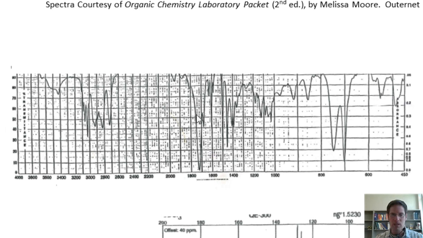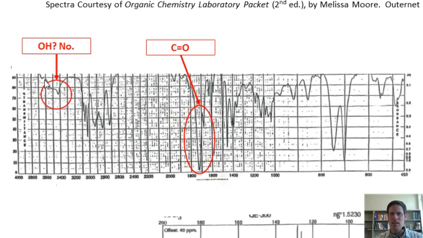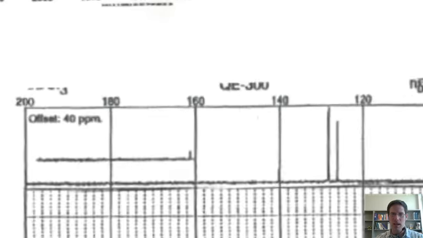Does it have a carbonyl? I see a huge peak at 1700. Heck yeah, it does. Does it have an OH? No, it does not. I know there's this little blip here, but that is way too tiny to be an OH for this type of compound. This is likely caused by a small contaminant, either an amine or water, that was in the sample when it was run by IR.